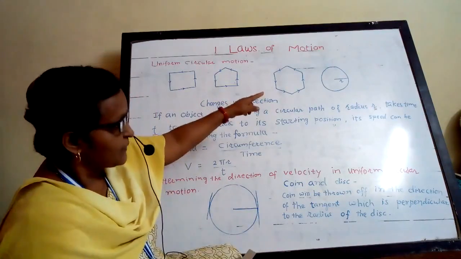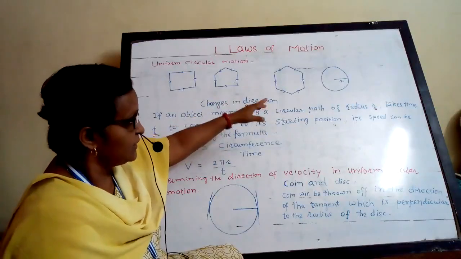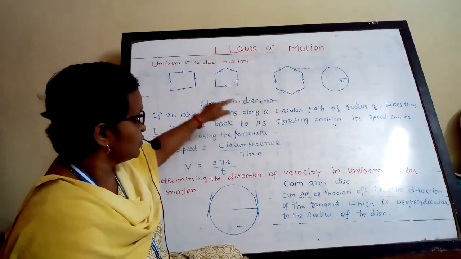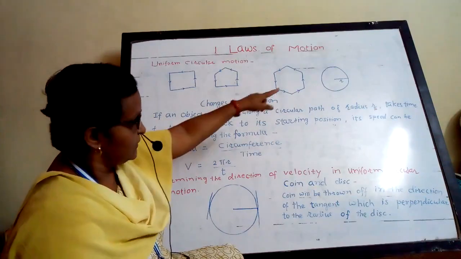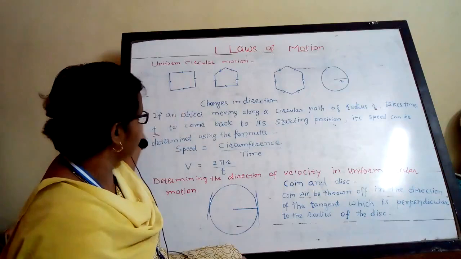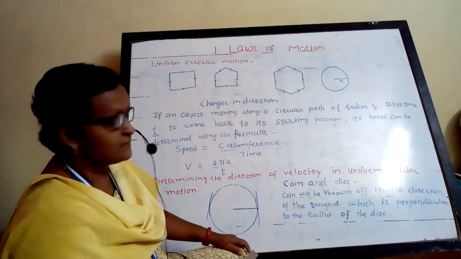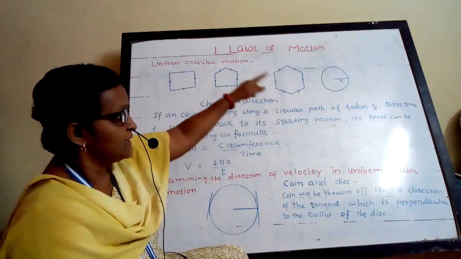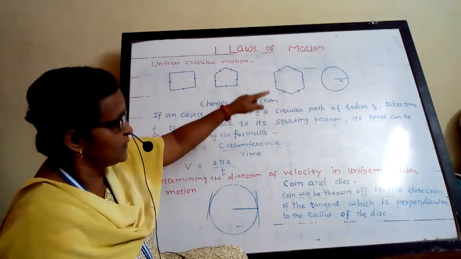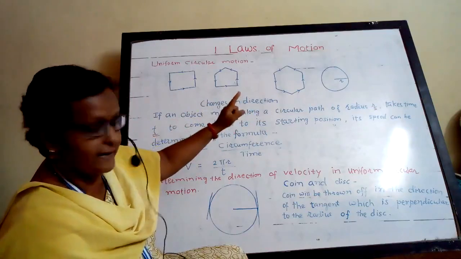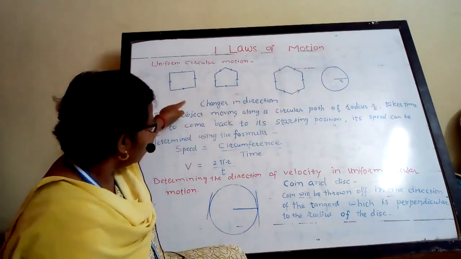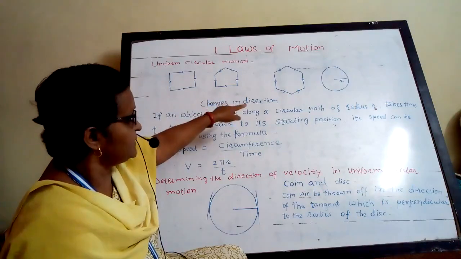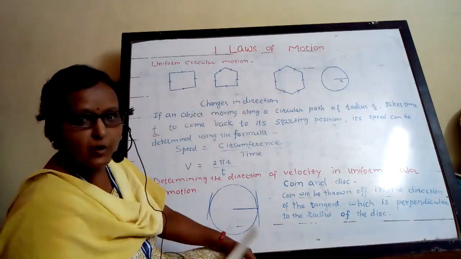And now here, if the motion is uniform, the change in velocity is only due to the change in direction. So we say that the object is moving in a circular path and the change in velocity is only due to the change in direction. Continuously it is moving and it is changing direction only. So from all these figures we see the changes in direction.